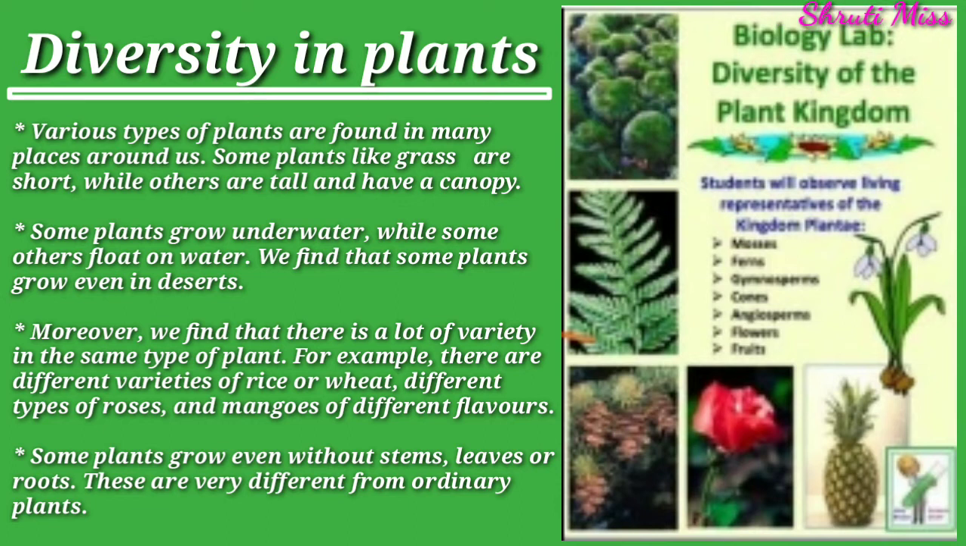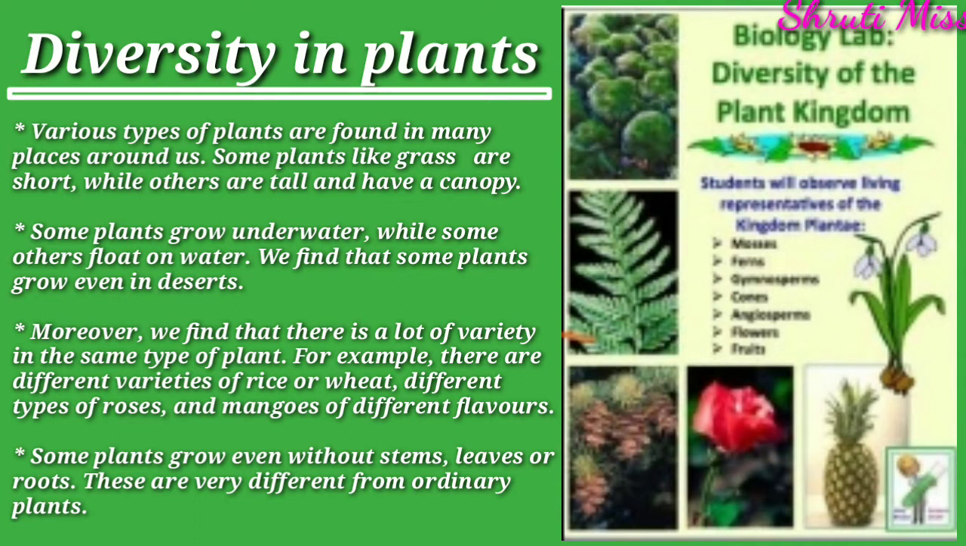Various types of plants are found in many places around us. Some plants like grass are short, while others are tall and have a canopy. Some plants grow underwater, while others float on water. Some plants grow even in deserts. Moreover, there is a lot of variety in the same type of plant. For example, there are different varieties of rice or wheat, different types of roses, and mangoes of different flavor.